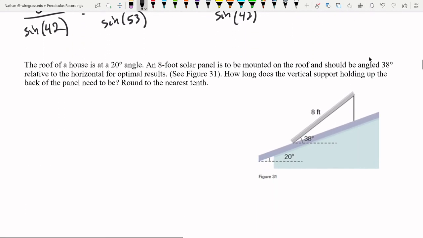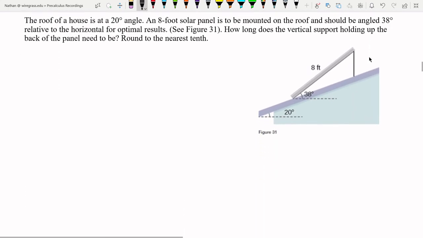Okay, let's look at this kind of problem. We have the roof of a house has an angle of 20 degrees. That's what this is saying here. So if you take the horizontal, the roof goes up 20 degrees. And an 8-foot solar panel, that's what this is right here, this gray thing, is mounted to the roof, and you want it to be at an angle of 35 degrees relative to the horizontal for optimal sun coverage. So like it faces the sun for as much of the day as possible, which gives you the most solar energy as possible.